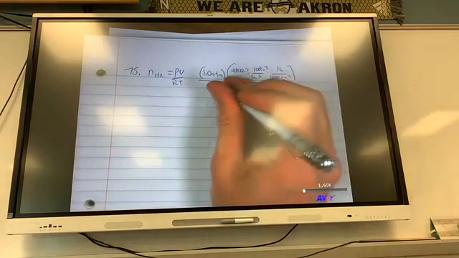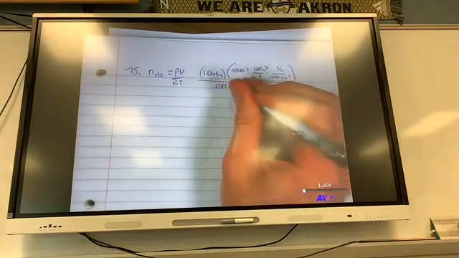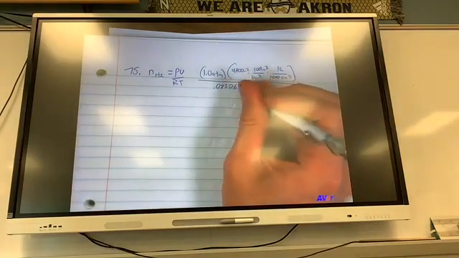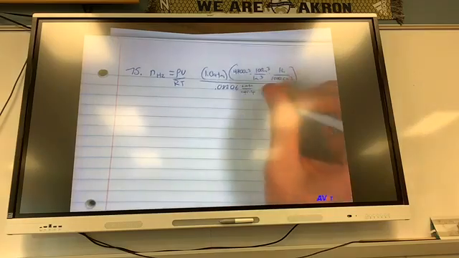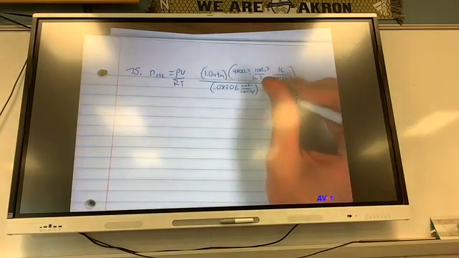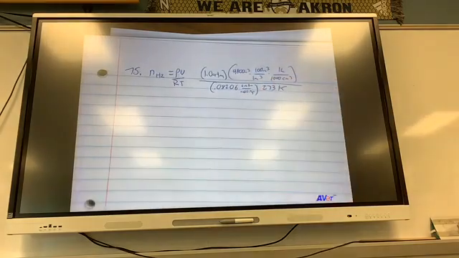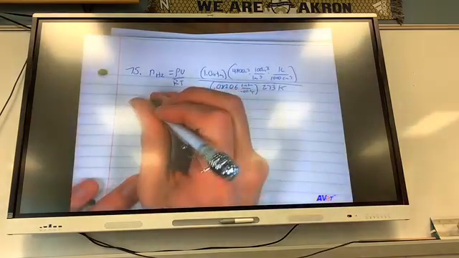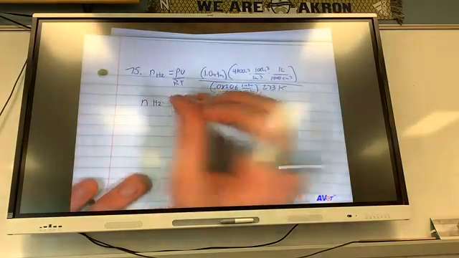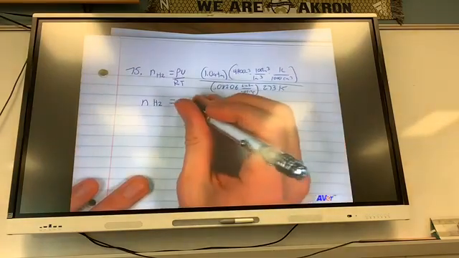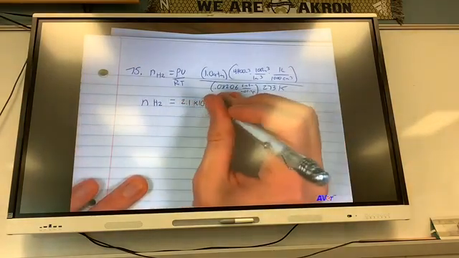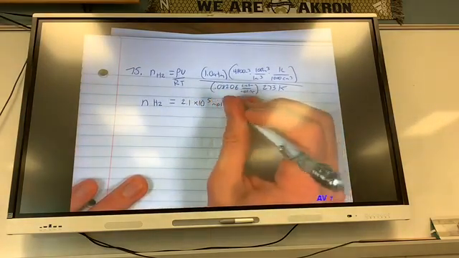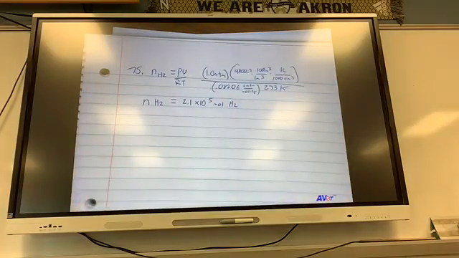Over 0.08206 liters times atmospheres over moles times Kelvin, times 273 Kelvin, because I said it was at 0. Solve for N. So my N of H2, I ended up getting 2.1 times 10 to the fifth moles of H2. Here's where it gets weird.